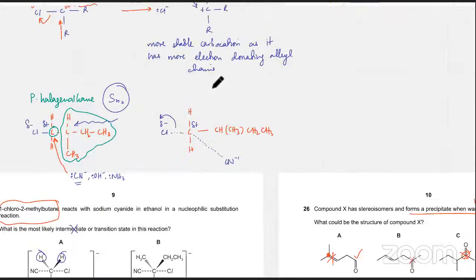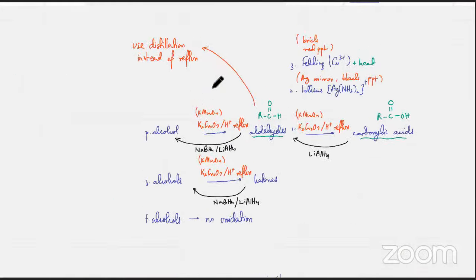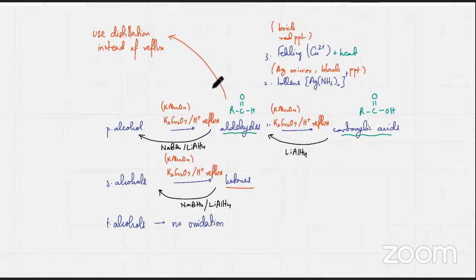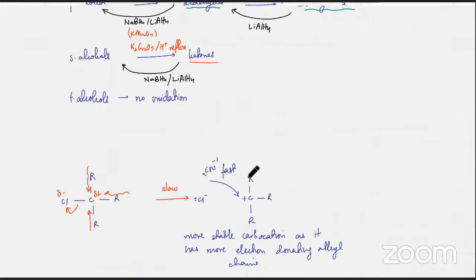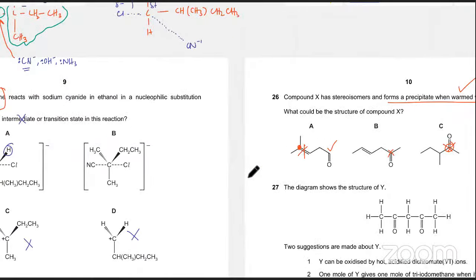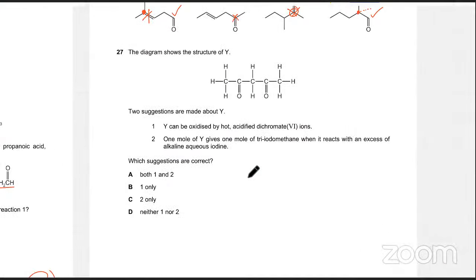Ketones. Remember, ketones are where the oxidation ends. After that, there is no further oxidation, so the reaction is going to stop. The ketones don't get oxidized. So the first statement is wrong. The first one is absolutely wrong.